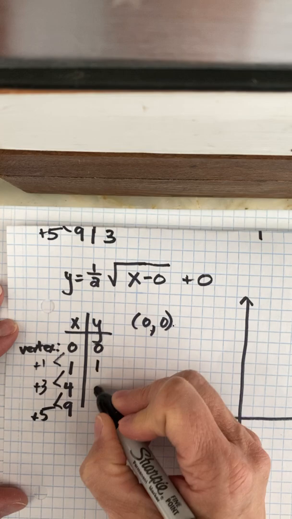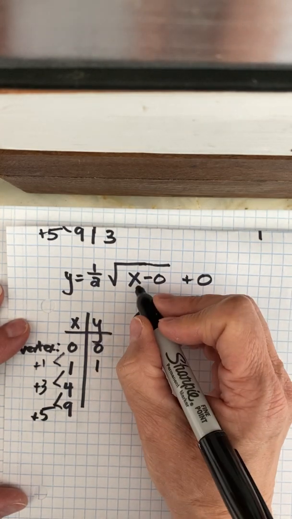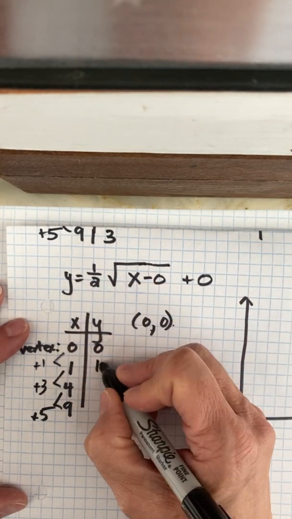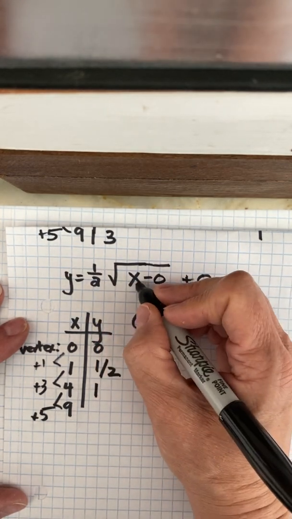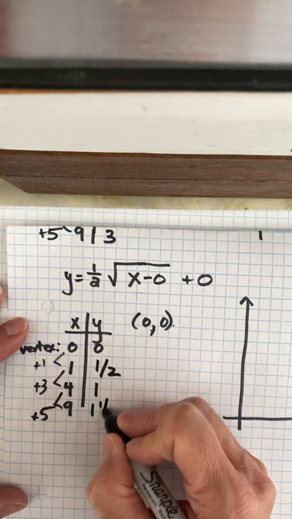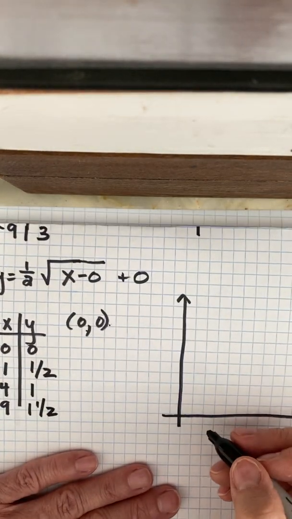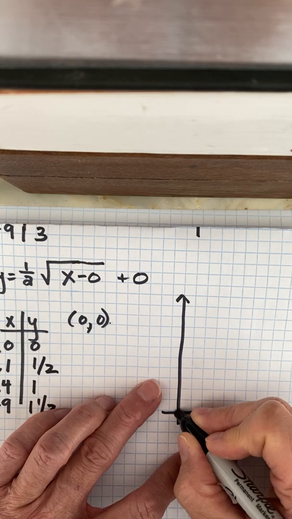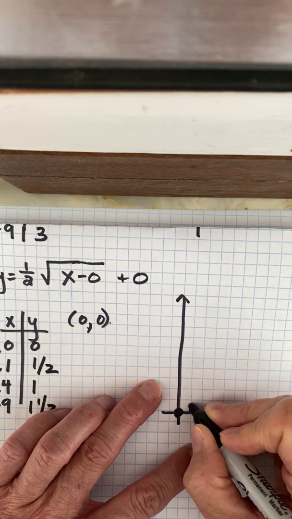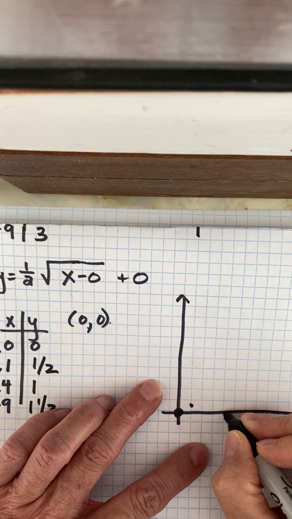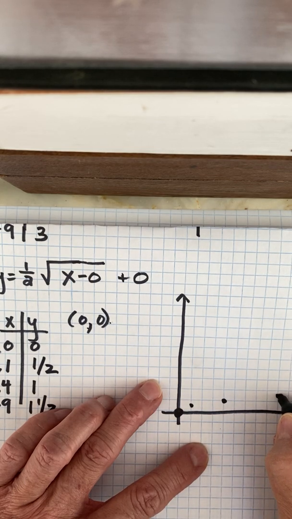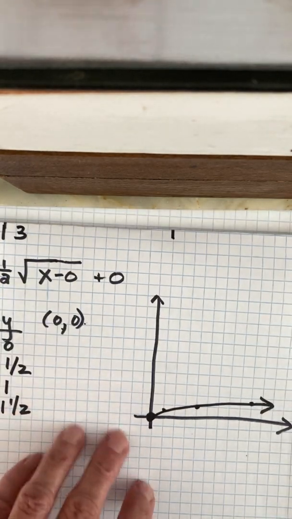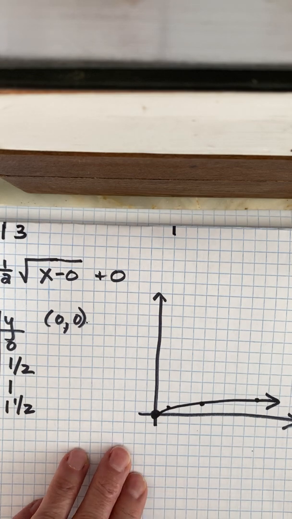Now, when I plug this in, square root of 1 is 1, half of 1 is 1/2. Square root of 4 is 2, half of 2 is 1. Square root of 9 is 3, and this becomes 1 and 1/2. So let's graph those numbers. 0, 0, then 1, 1/2, then 4, 1, then 9, 1 and 1/2. So this is a shrink because it's closer to the x-axis.